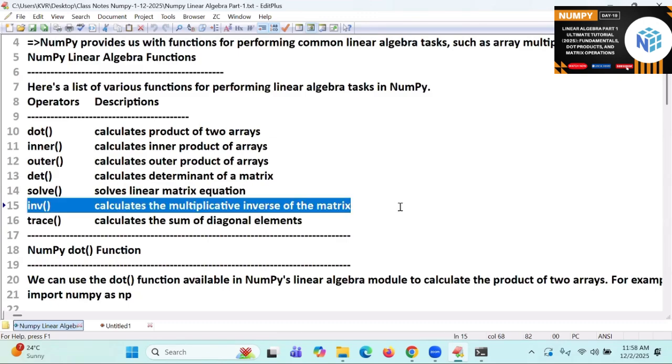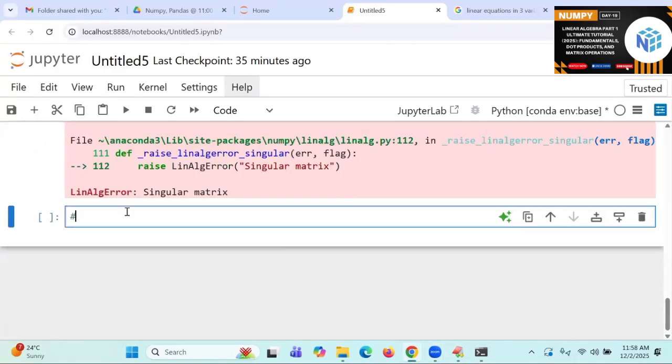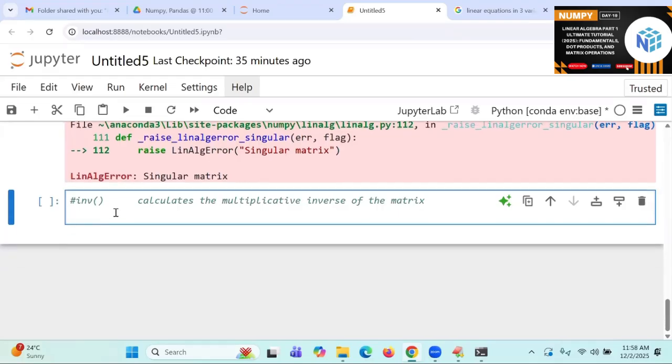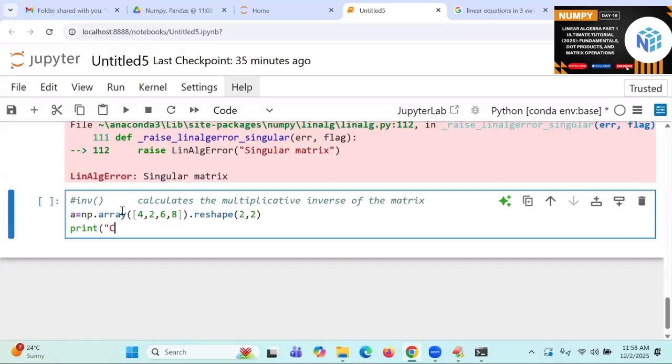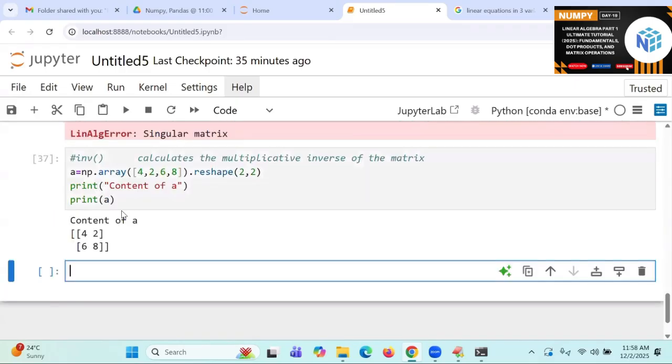Next, I'll go for what? Inverse function. I will take it. Start here. Anyhow, 2 by 2 inverse function you already know. So let us take a 2 by 2 inverse function. I'm going to take np dot array of 4 comma 2 comma 6 comma 8, dot reshape of 2 comma 2. Then print the content of a.